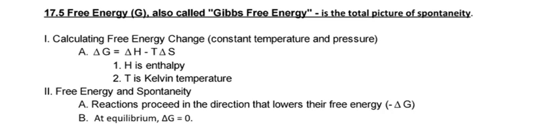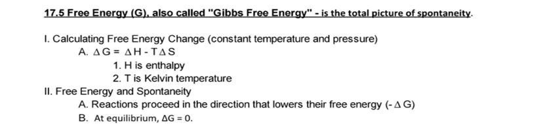We are in Chapter 17 and Section 5, and we are introducing to you something called free energy, also called Gibbs free energy. What we call this is the total picture of spontaneity. It's a mathematical equation that will give you a definitive numerical value to say, is this spontaneous or not?